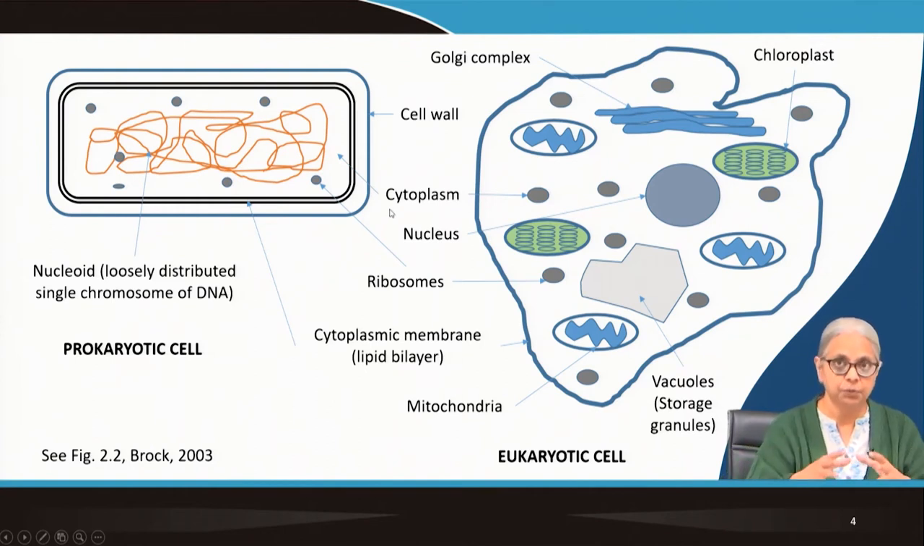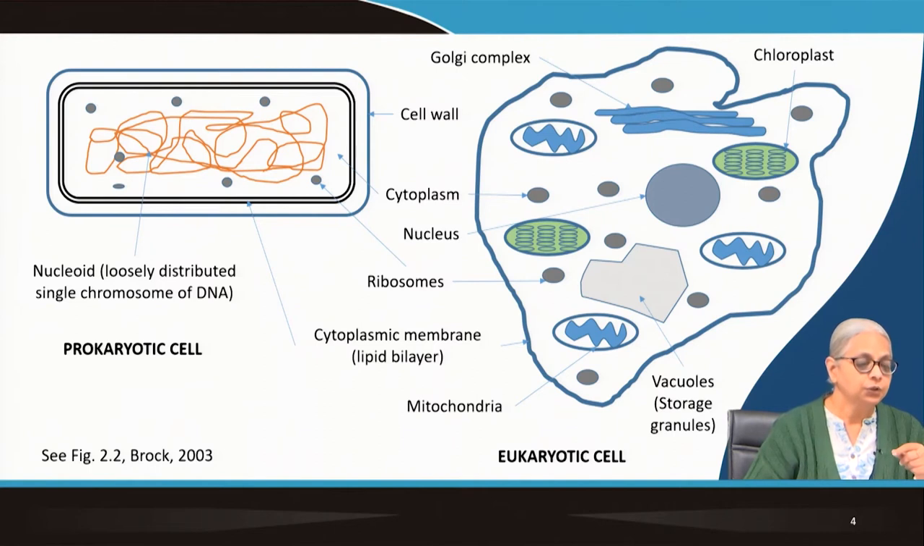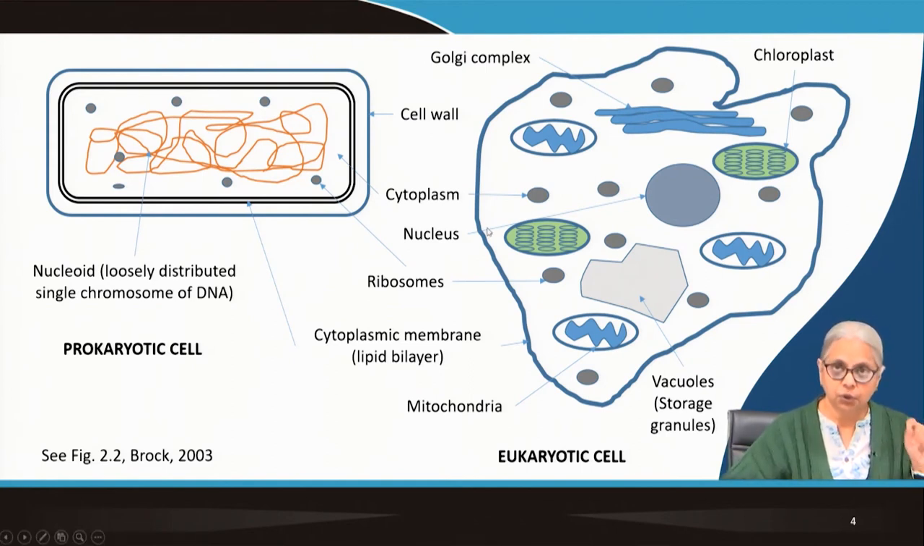Everything inside the plasma membrane is the cytoplasm. You have ribosomes in it. These are the small gray structures, and this is the site of protein synthesis. And you have the DNA. The DNA is not compactly folded. It's free floating inside the cytoplasm, and there is no well-defined nucleus. So these are the simple characteristics of a prokaryotic cell.